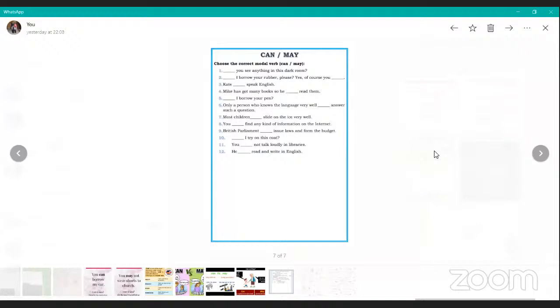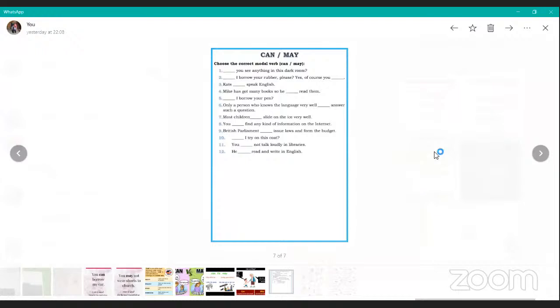Fill in the blanks using can and may. I'll read the sentences for you. First one, blank. You see anything in this dark, mom? I'll read it for you again. Number one, blank. You see anything in this dark, mom? I'll help you with the first one. What is the correct word? Which modal are you going to use there?